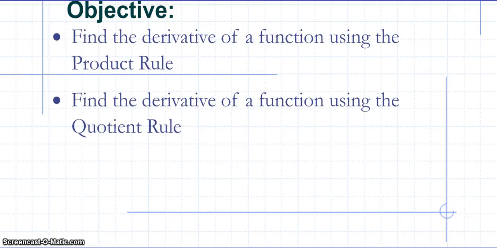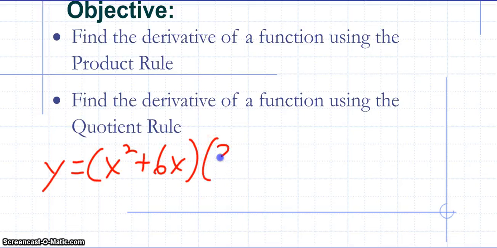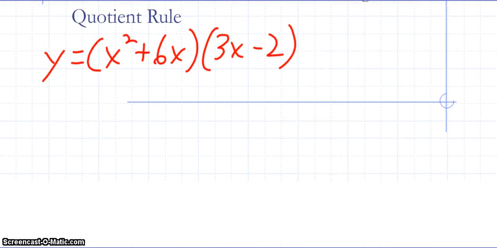Before we get to that, though, I want you to try and find, if y equals x squared plus 6x times 3x minus 2, I want you to find dy dx. So pause the video, find dy dx, and unpause when you're ready to check your work. If you don't know what to do, then just wait a second and I'll go through the solution.